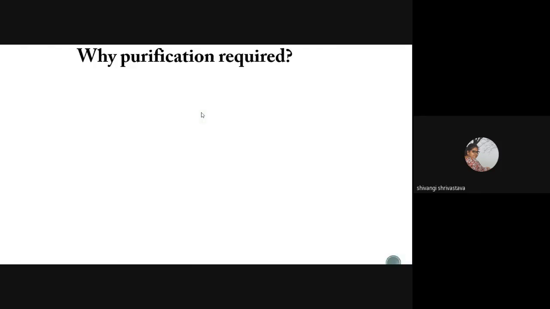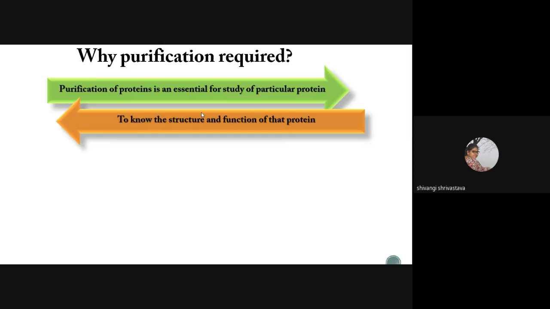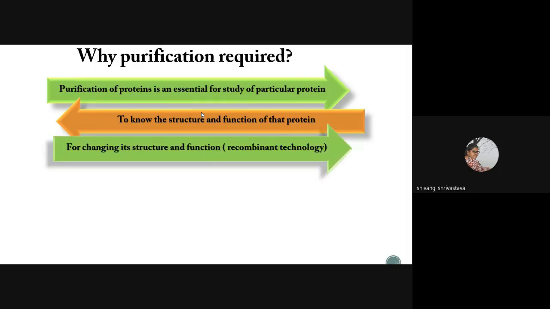So after knowing the brief description about protein, amino acid and peptide, when we are going to do any experiment in a lab, we should know why we are doing this. So for our topic, why is purification of any protein required? Purification is required for a particular protein. If you want to know the structure and function of a protein, then you should purify that protein for changing its structure and function.